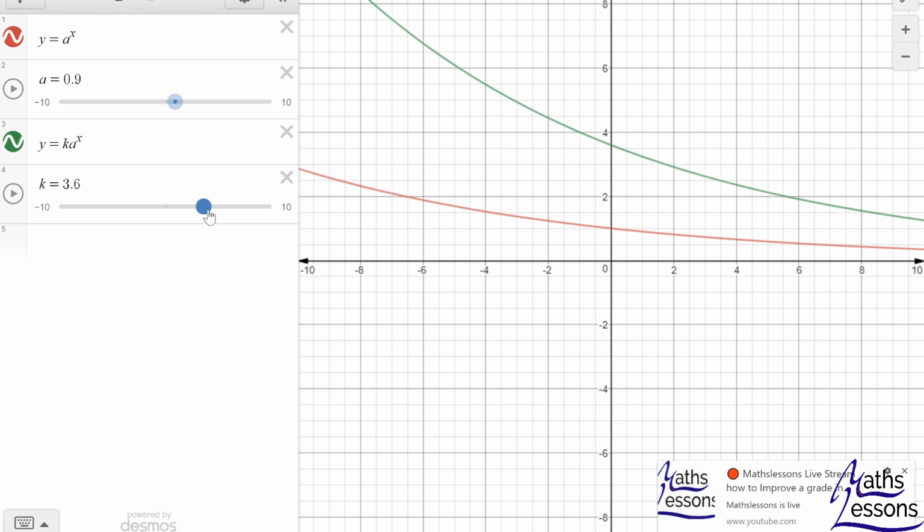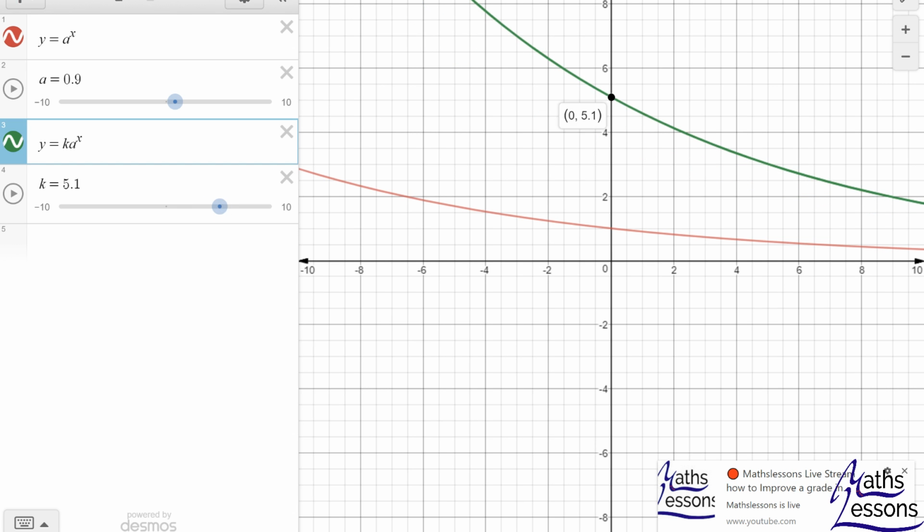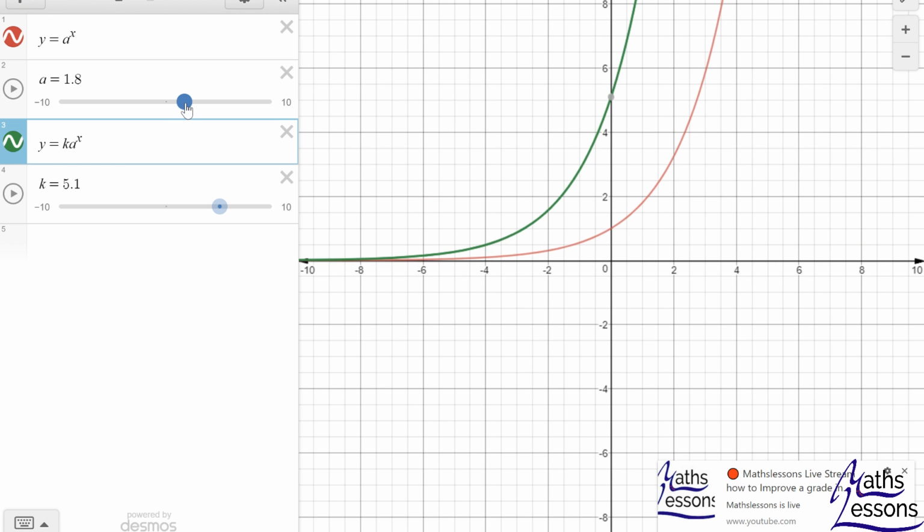Now if k is 3.6, look where it crosses the y-axis. It crosses the y-axis also at 3.6. If k is 5, it will now cross the y-axis at 5. So if you times a to the x by a number, then that number is where it will cross the y-axis. That's what you need to know. You need to know all about those changes. So even when it's positive, again, this one crosses at 1, and this one crosses at 5.1.